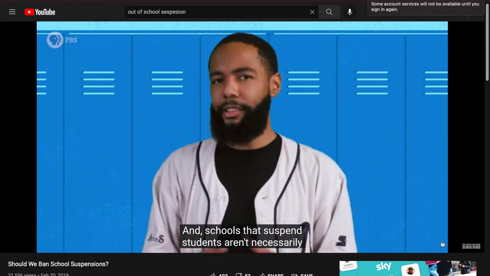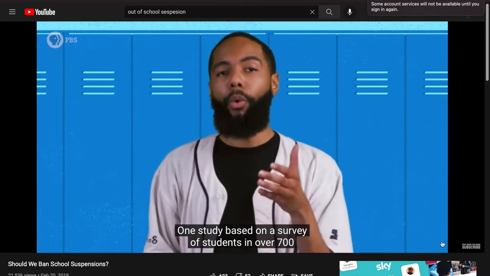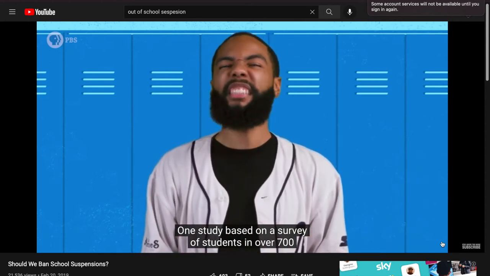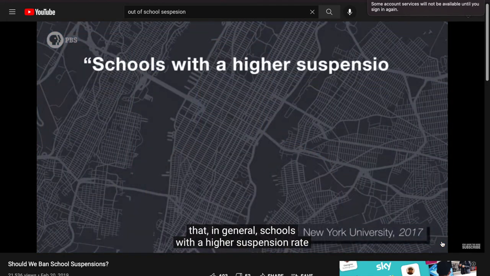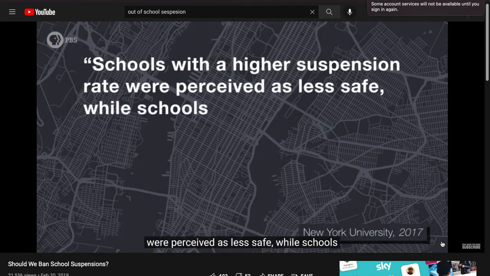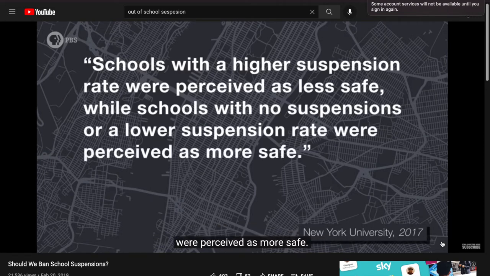And schools that suspend students aren't necessarily any safer than those that don't hand out suspensions. One study based on a survey of students in over 700 middle and high schools in New York City found that in general, schools with a higher suspension rate were perceived as less safe, while schools with no suspensions or a lower suspension rate were perceived as more safe.